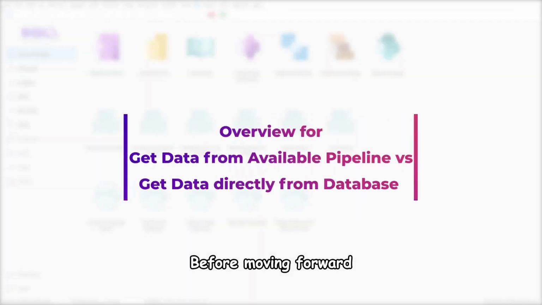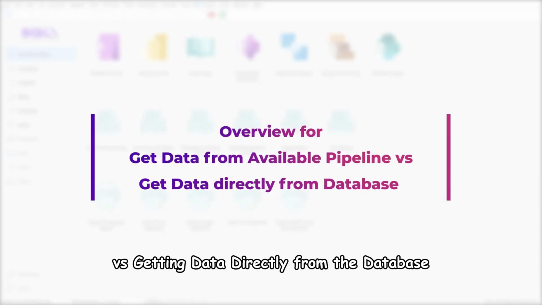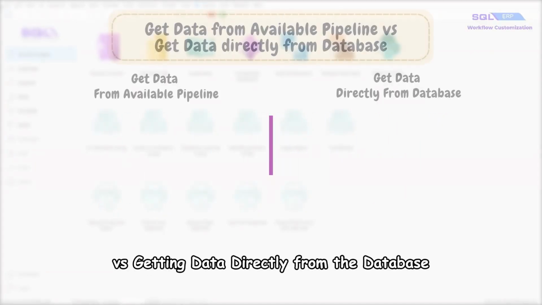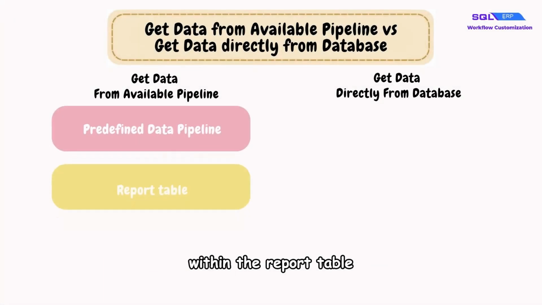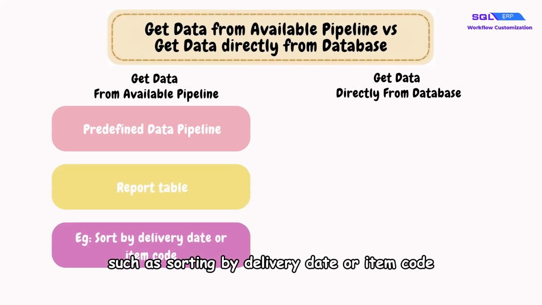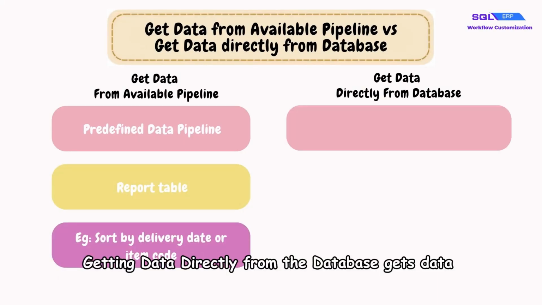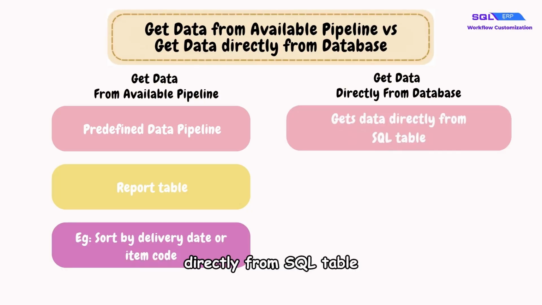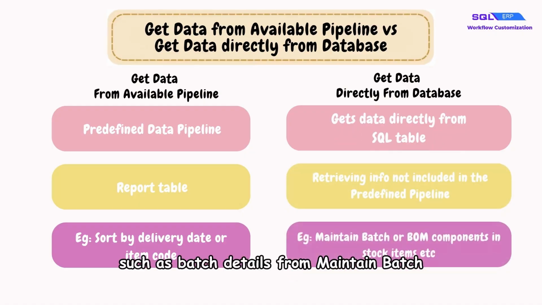Before moving forward, let's quickly review the difference between using the get data from available pipeline versus getting data directly from the database. The available pipeline retrieves data from a predefined data pipeline within the report table, such as sorting by delivery date or item code. In contrast, getting data directly from the database gets data directly from the SQL table. This method is ideal for retrieving information not included in the predefined pipeline, such as batch details from maintained batch or BOM components and stock items, etc.